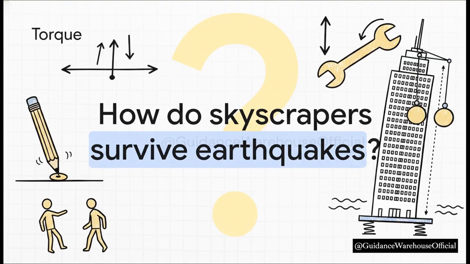Which leaves us with a final, pretty fascinating question to think about. We now know how a pencil stays upright on a desk, and we know why widening your stance keeps you from falling over on the football field. But how do modern engineers use these exact mathematical rules of torque and equilibrium to build a 100-story skyscraper that can literally sway back and forth during a massive, violent earthquake without its center of gravity ever toppling over its base? Well, we'll dive right into the incredible engineering hacks behind that in our next explainer.